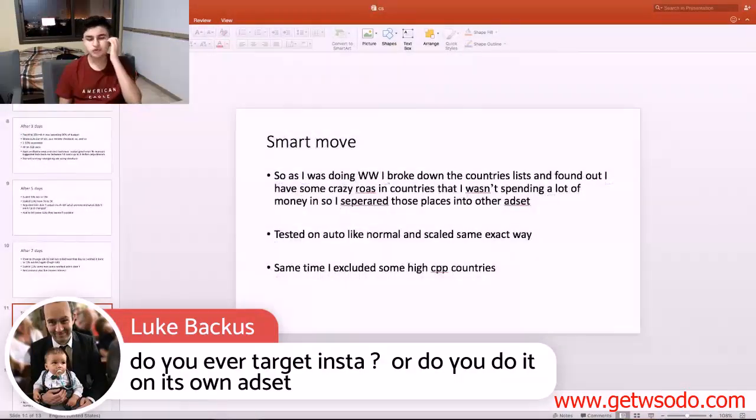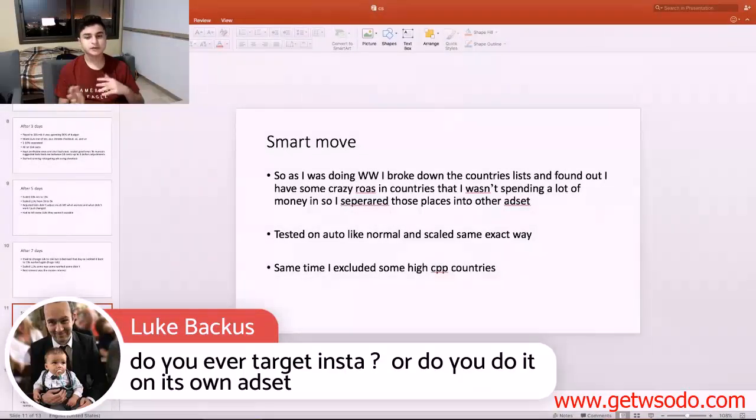As I was doing worldwide, I broke down the countries list and found out I had some crazy ROAS in countries that I wasn't spending a lot of money in. So I separated those places into other assets. For example, I had some crazy places in Africa. I had some really good ROAS, but Facebook was not spending there. So I took those places, and especially in Europe, I had some small countries where it was not spending. I took all those places with good ROAS, added them together, and excluded them from worldwide.